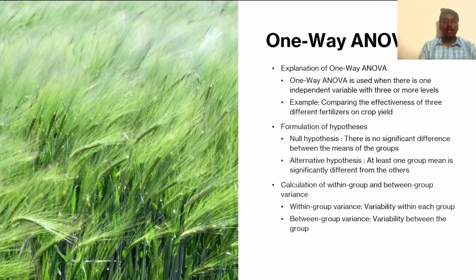One-way ANOVA. Explanation of one-way ANOVA. One-way ANOVA is used when there is one independent variable with three or more levels. Example: comparing the effectiveness of three different fertilizers on crop yield. Formulation of hypothesis. Null hypothesis: there is no significant difference between the means of the groups. Alternative hypothesis: at least one group mean is significantly different from the others.